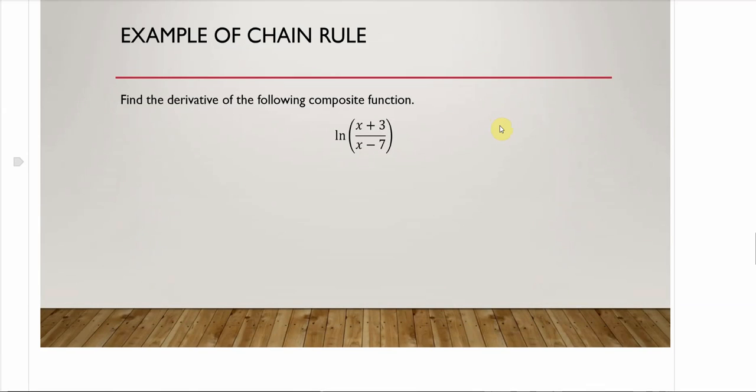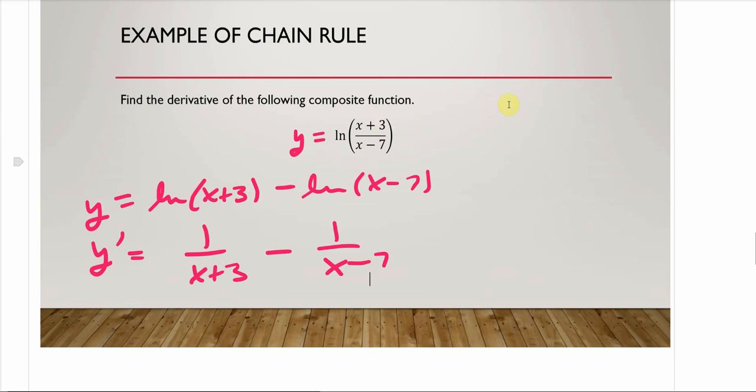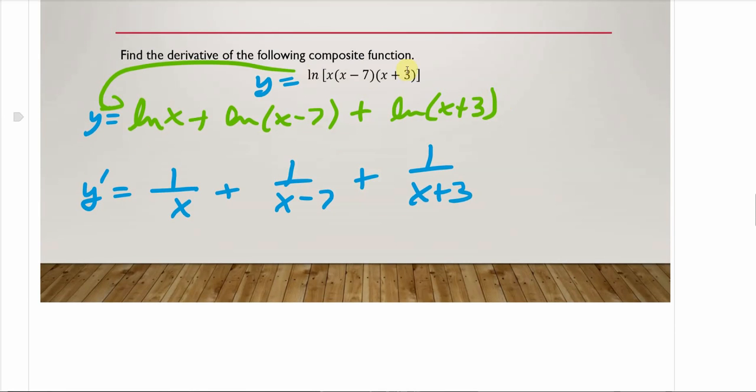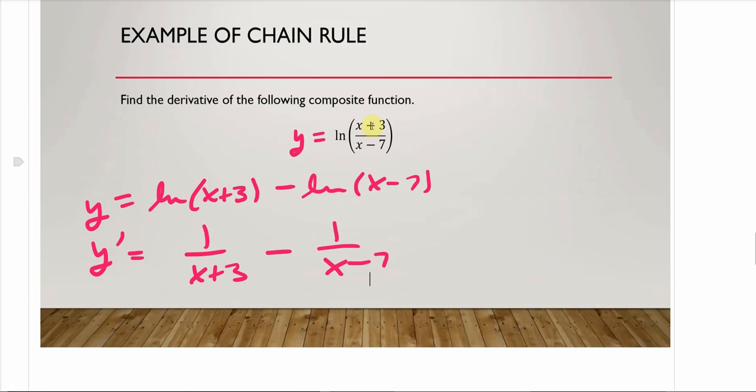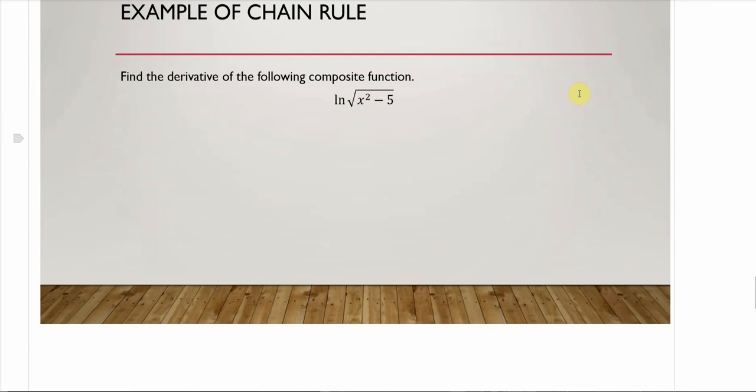Here we go. So here I have a over b. That means that I'm going to rewrite this as ln of x plus 3 minus ln of x minus 7. And now I'm going to take the derivative. The derivative of that is going to be 1 over x plus 3 minus 1 over x minus 7. And that's it. I'm finished. Now, this was property number 1. I used property number 1. This one I used property number 2. Now I'm going to use property number 3.